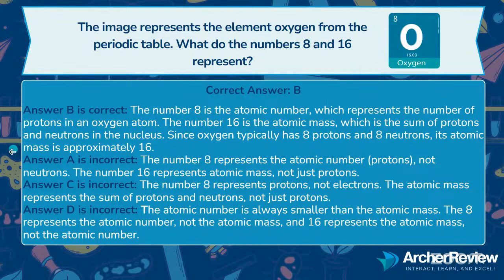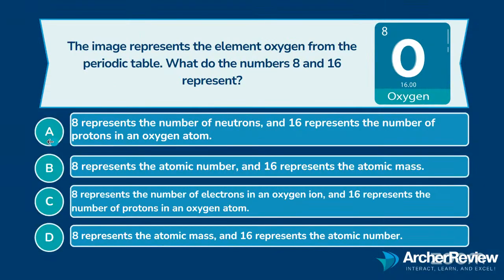All right, so let's take a look at our other answer choices. A, 8 represents the number of neutrons and 16 represents the number of protons in the oxygen atom. Well, we can see there's a lot wrong with that, right? 8 is representing our protons, not our neutrons. And 16 is representing the sum of the protons and neutrons, not just protons. So that's what's wrong with that.